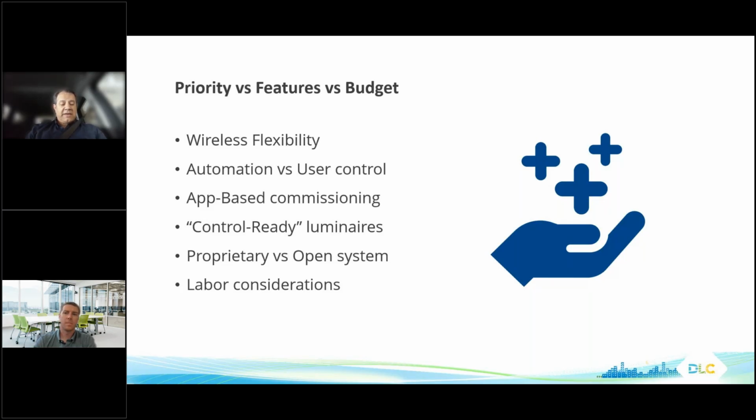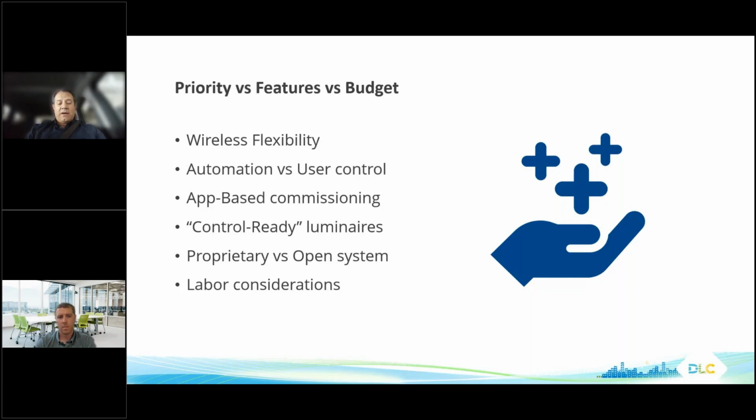Also, we need to understand, is this system being set up with a kind of set and forget with a lot of automation in place, or are we going to have some sort of personal and/or user control put in place? App-based commissioning is also one of those features that can really cut costs when you're in the field getting everything set up. We talked about control-ready luminaires. Maybe within the entire project, putting controls in 100% of the scope is not within the budget. So if you can specify a control-ready luminaire, you could then maybe come back in phase 2 or phase 3 and add onto that system. So speccing the right product up front can be very important.